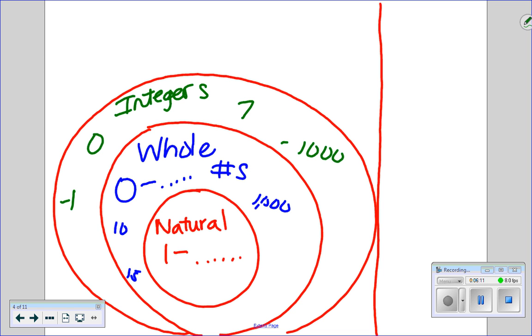Yeah, just like what you know. Yep. Integers are everything that is a positive or negative number. Sure, if that's what you can remember, you go for it, dude.